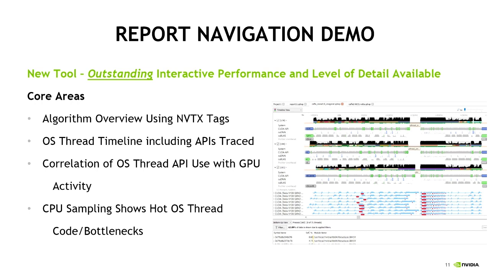There are four core areas I'm going to show you. One is, again, we're going to see how that algorithm looks using the NVTX API. We're going to look at OS threads and how they are represented as they trace through the different APIs. I'm going to demonstrate that correlation of OS API and GPU activity, and then finally, I'm going to show you how we use sampling to identify hotspots in the OS threads and what that looks like.